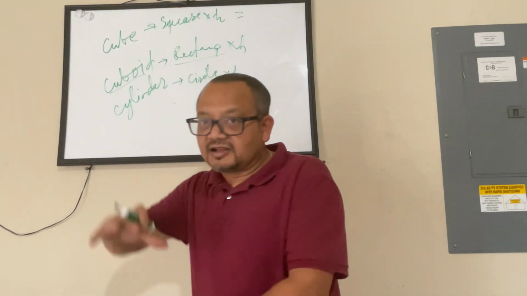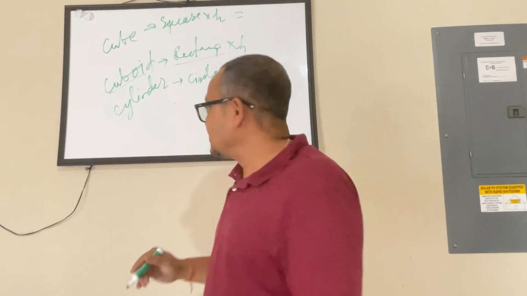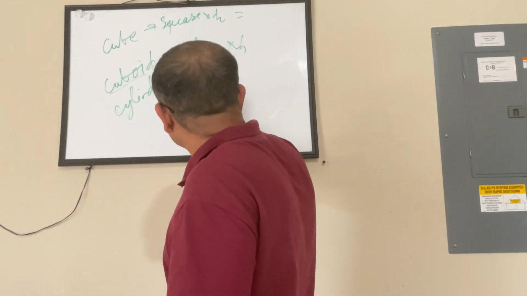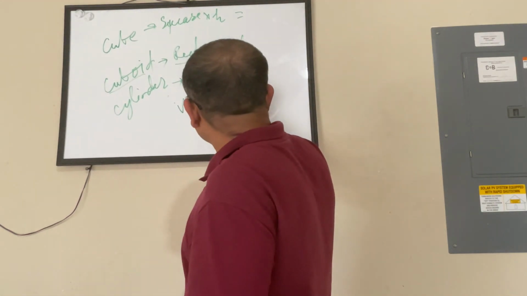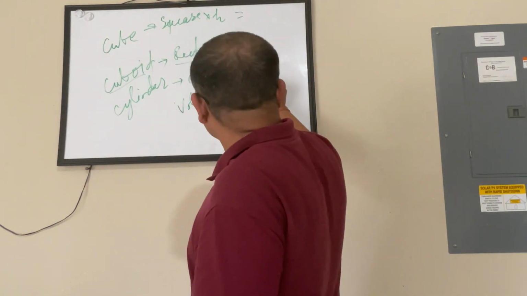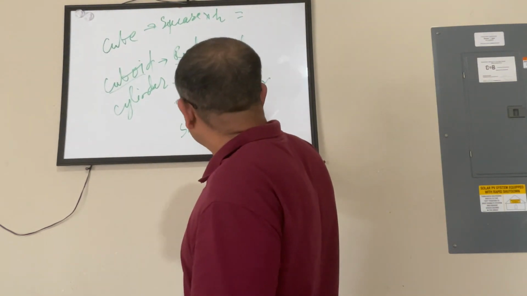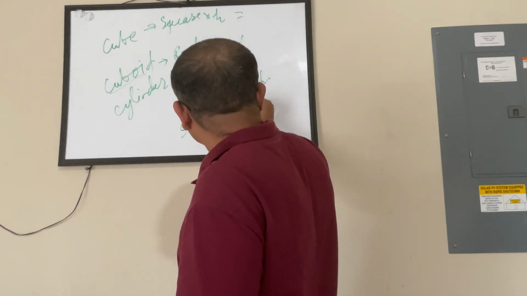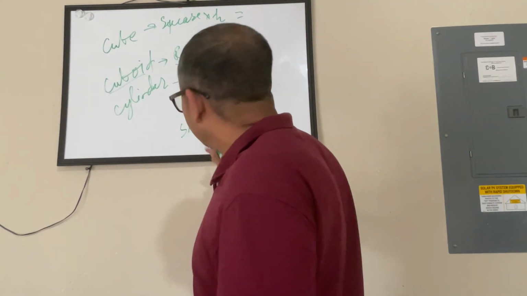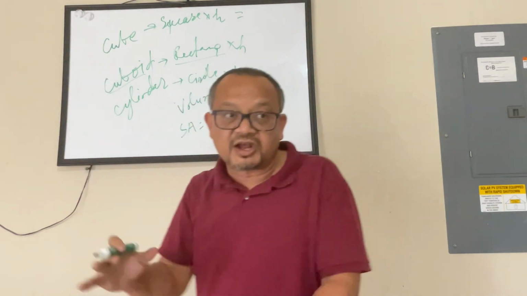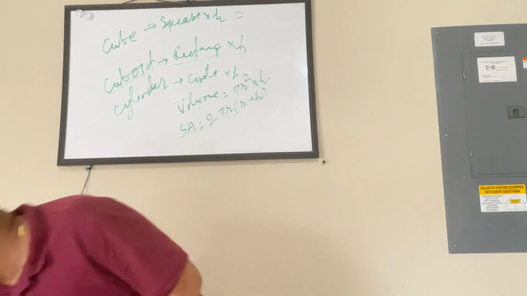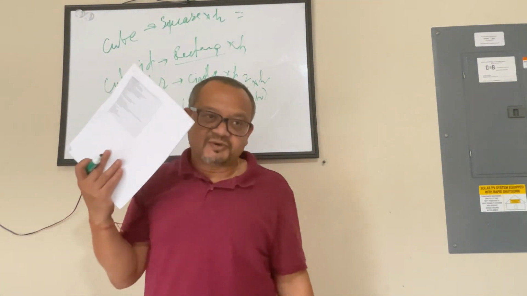Cylinder is circle with the height. So volume will be pi r square, circle's area, into height. Surface area will be equal to 2 pi r into r plus h. This is what we derived, where we looked at two sides as 2 pi r square plus the magic that I did with this paper.